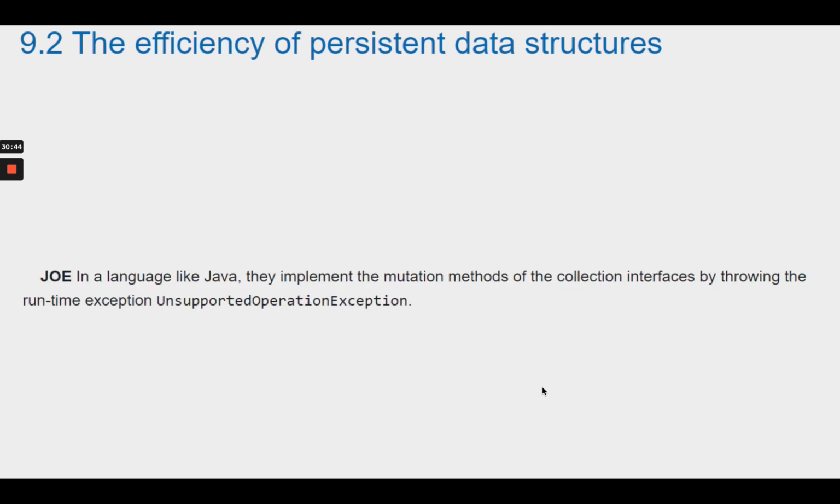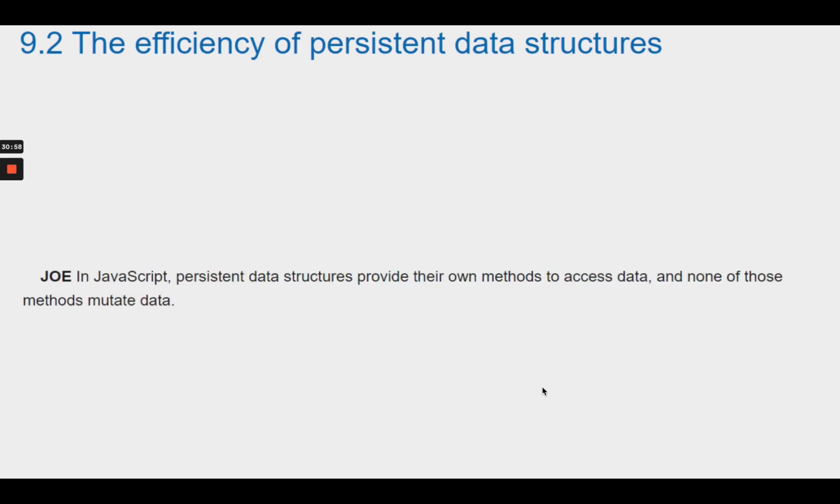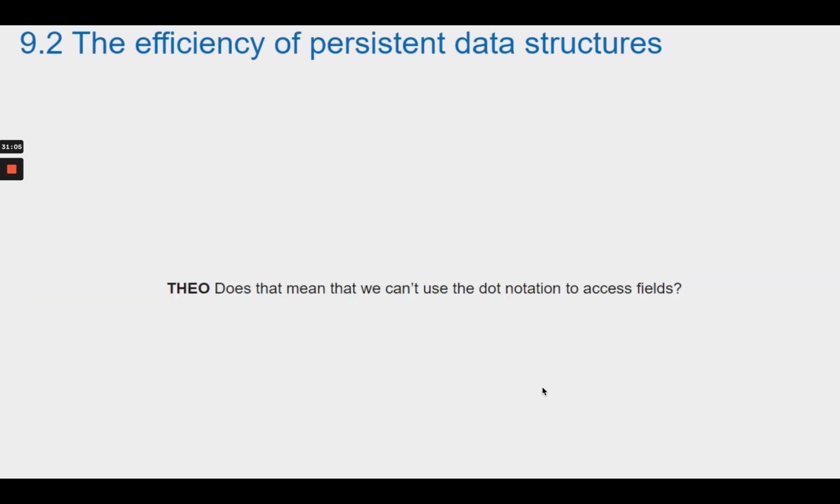Joe, in a language like Java, they implement the mutation methods of the collection interfaces by throwing the runtime exception unsupported operation exception. Theo, and in a language like JavaScript? Joe, in JavaScript, persistent data structures provide their own methods to access data, and none of those methods mutate data. Theo, does that mean that we can't use the dot notation to access fields? Joe, correct. Fields of persistent data structures are accessed via a specific API.